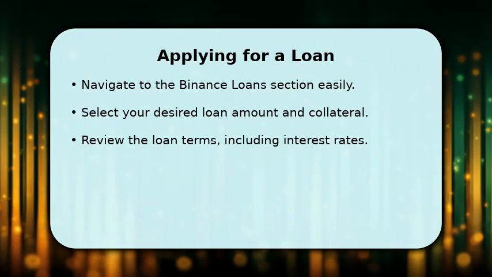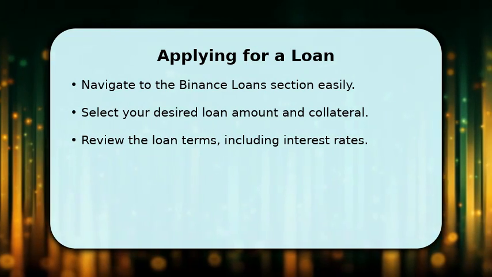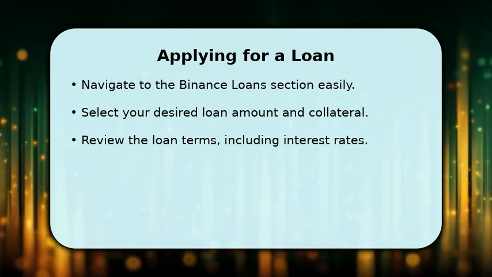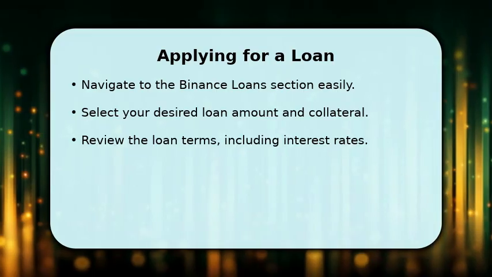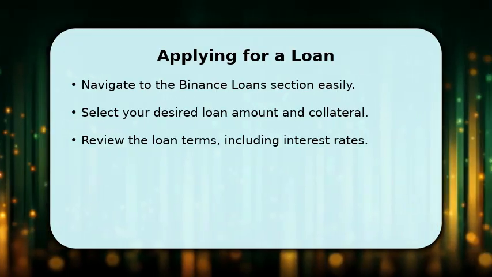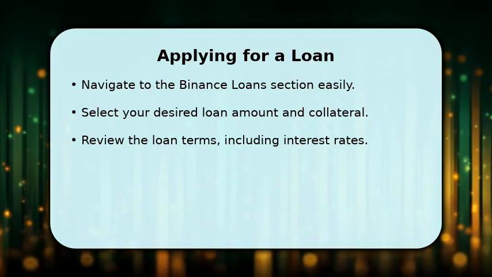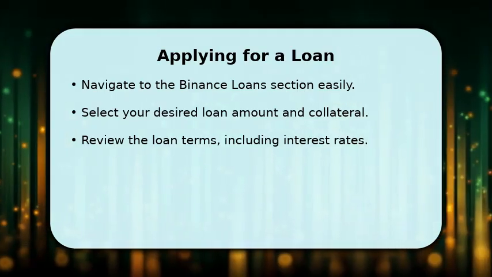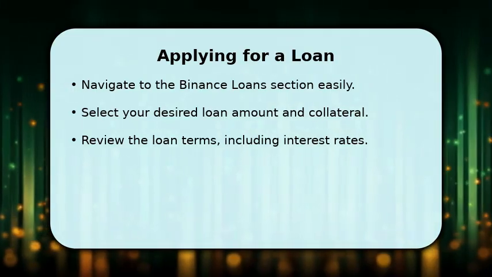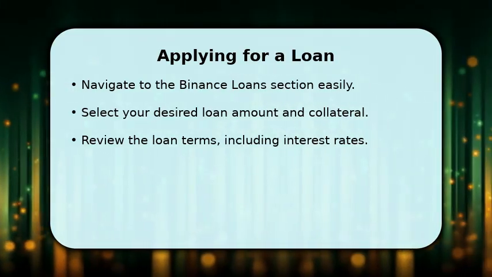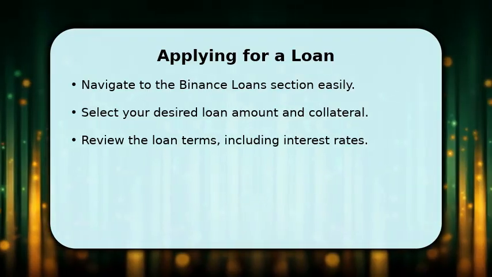To apply, simply choose the cryptocurrency you wish to borrow and the amount. Then, select the asset you'll use as collateral. The system will automatically display the loan-to-value ratio, interest rate, and repayment period. Always review these details carefully before confirming. This ensures you understand all aspects of your loan agreement.